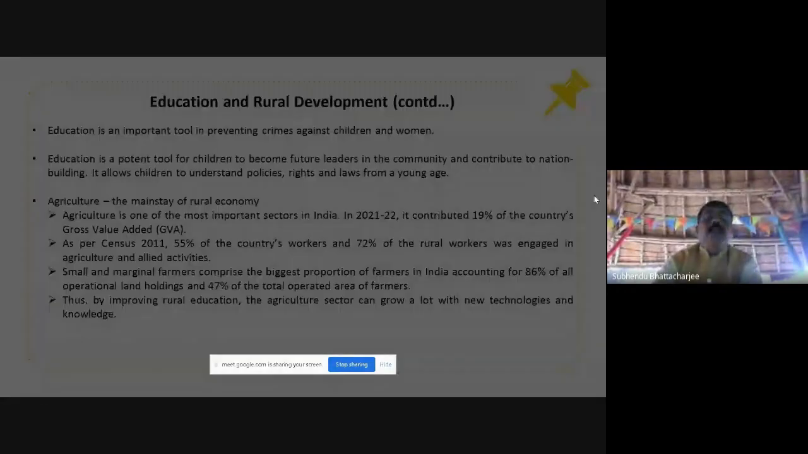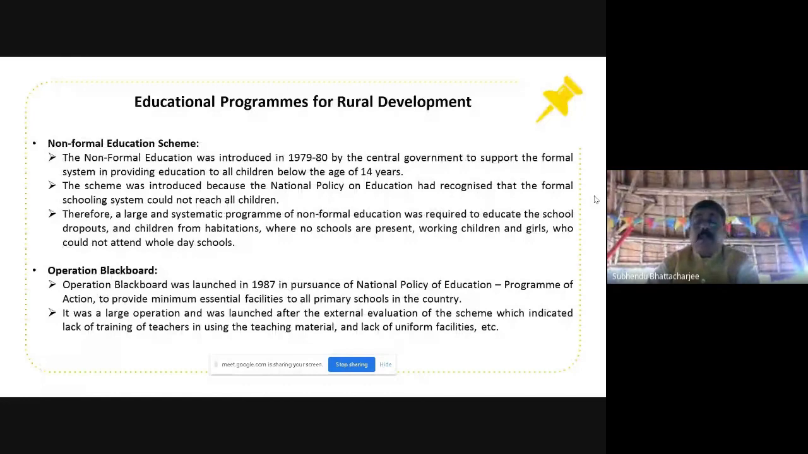If you look at the policies, the Kothari Commission, the National Education Policies, we started with a non-formal education scheme because the number of schools was not available at that time to cater to all the children. So we started non-formal education to bridge the gap between these students and those getting formal education, bringing them to mainstream education. Then we started Operation Blackboard in 1987, after the 1986 education policy, to ensure quality education with a special focus on rural areas.